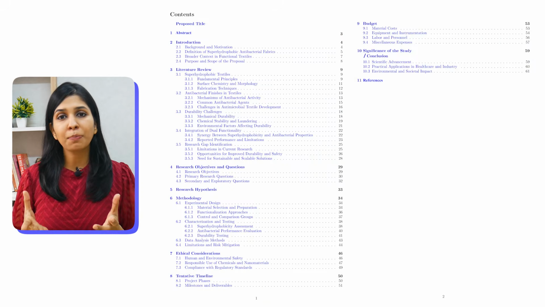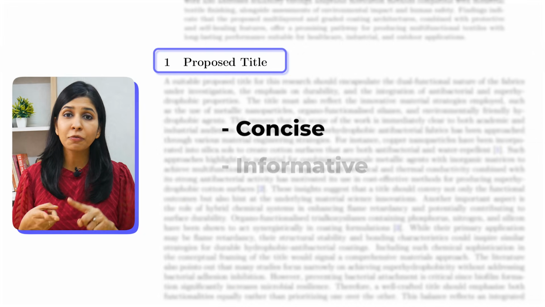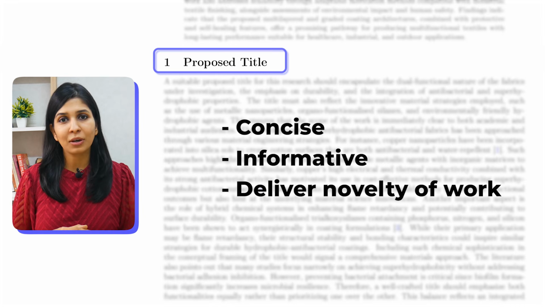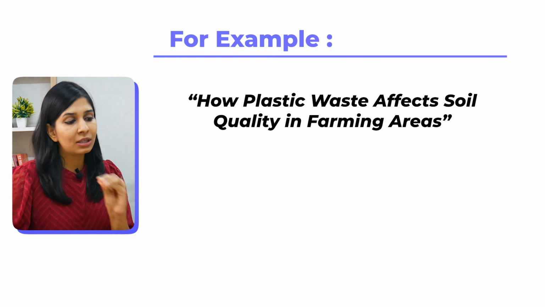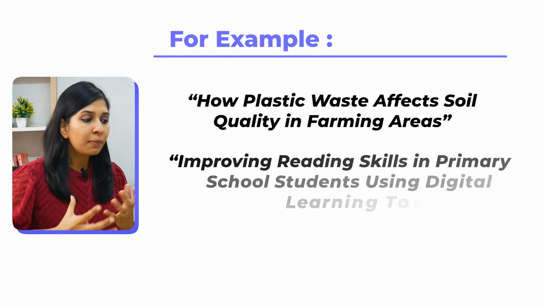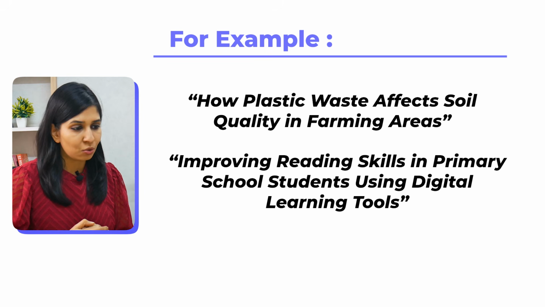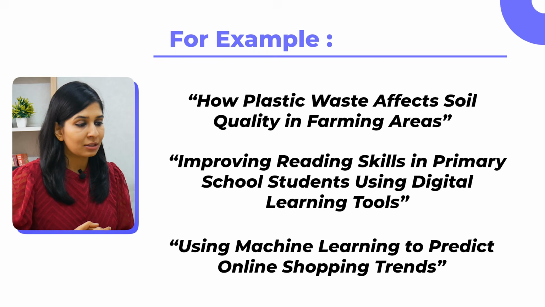The first is the proposed title. So the title of your research proposal needs to be concise, informative, and immediately deliver what is the novelty of your work. For example, how plastic waste affects soil quality in farming areas, or improving reading skills in primary school students using digital learning tools, or using machine learning to predict online shopping trends. All these titles are catchy, focused, and immediately share what the research proposal is about.